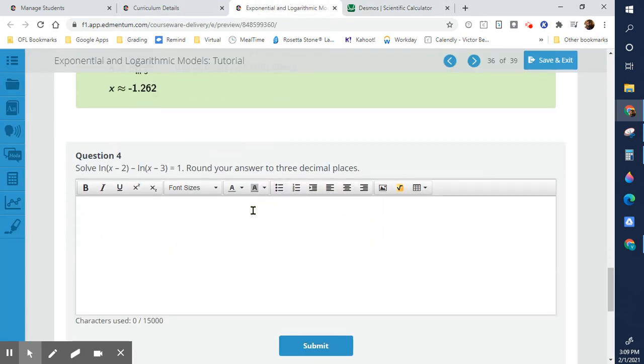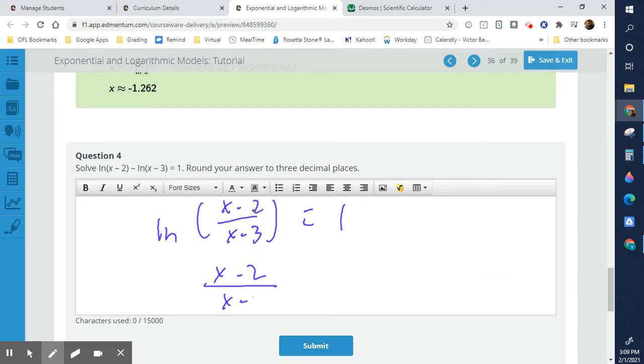All right, so looking at this one, in order to solve for this, we're going to use the log property of quotient, the quotient property, so that's going to let us divide that out. So we end up getting ln of x minus 2 over x minus 3, and this is equal to 1. So then we're going to do e to both sides. x minus 2 over x minus 3 equals e to the 1.